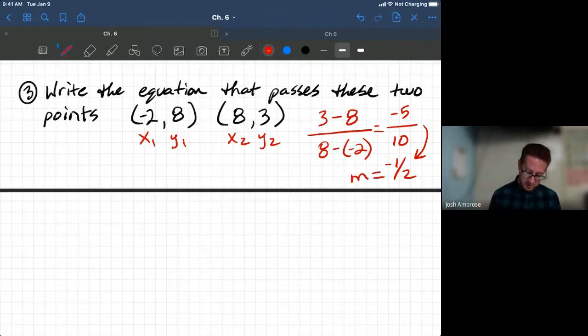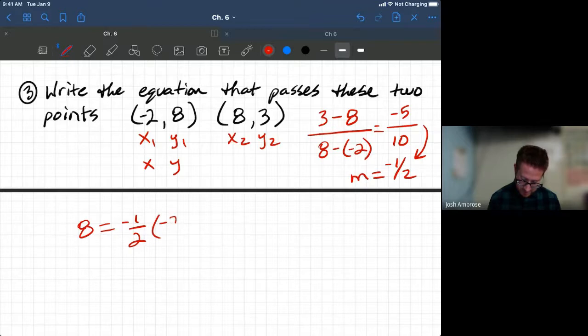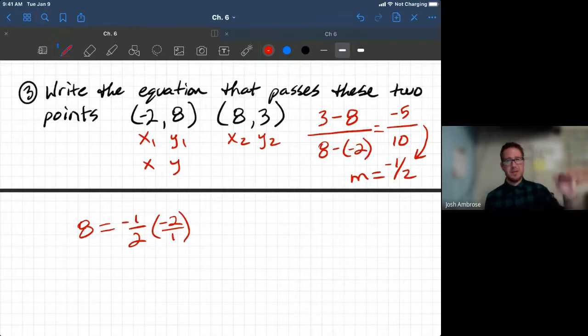Then what we're going to do is we're going to use this first point. There's our x, there's our y. Plug it into the slope-intercept equation. 8 equals -1/2 times -2. I'm going to put this over 1. That way it's an easy straight across multiplying with fractions, plus b.